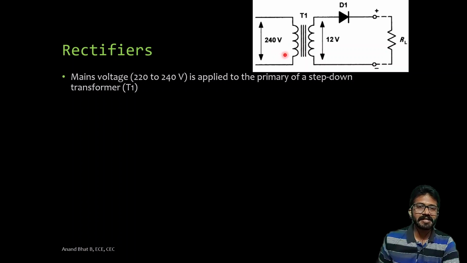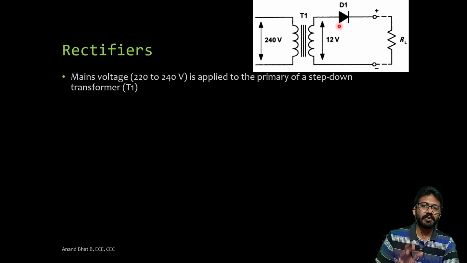Now as discussed in the block diagram, this is a step down type of transformer. So the secondary of this transformer will give us 12 volts. Please note that this 240 volts and 12 volts are RMS values. So I am giving an assignment to my viewers. Find out what is the relation between the peak value and the RMS value.